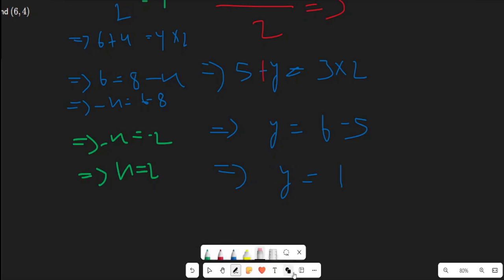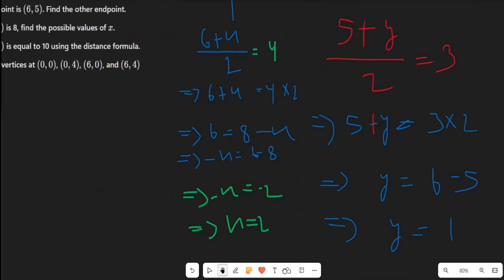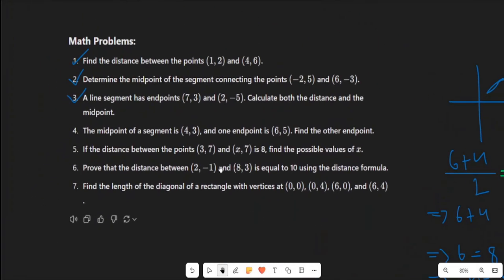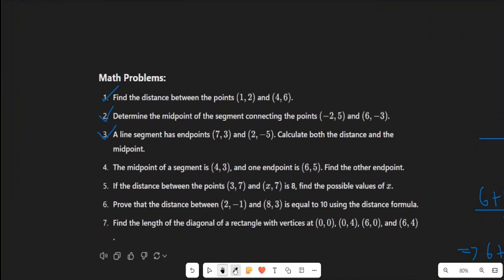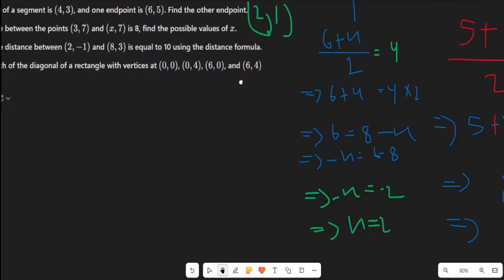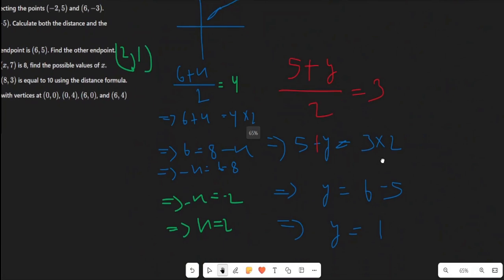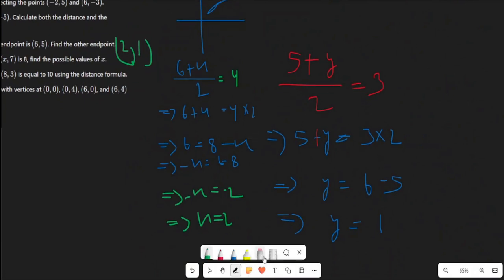Here y equals 1, so the other endpoint is 2 comma 1. Here 2 comma 1, this is the answer. It was very easy actually. Let's erase it now.